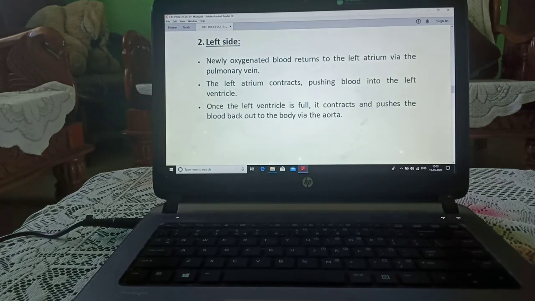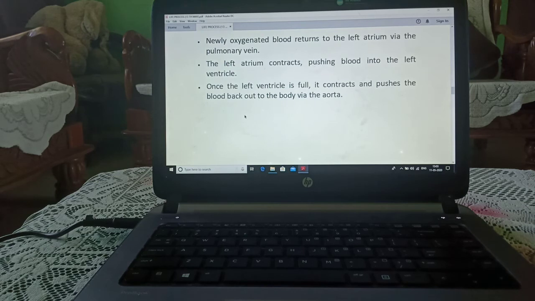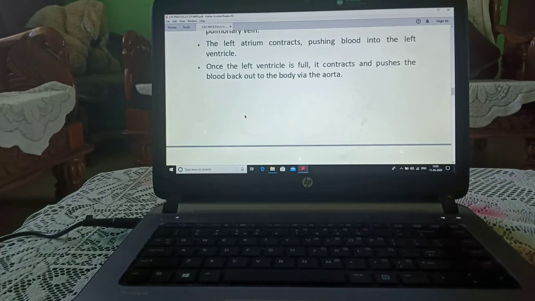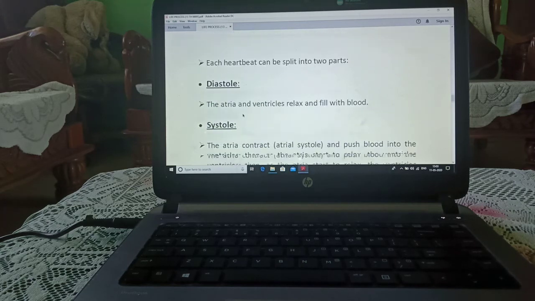Left side. Newly oxygenated blood returns to the left auricle via the pulmonary vein. The left auricle contracts, pushing blood into the left ventricle. Once the left ventricle is full, it contracts and pushes the blood back to the body via the aorta.